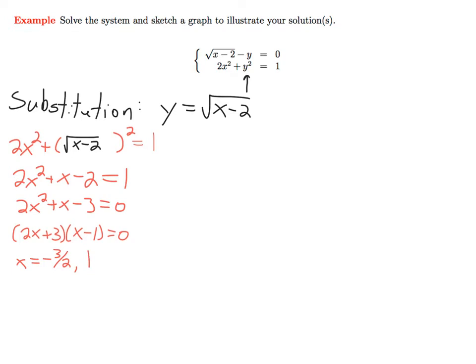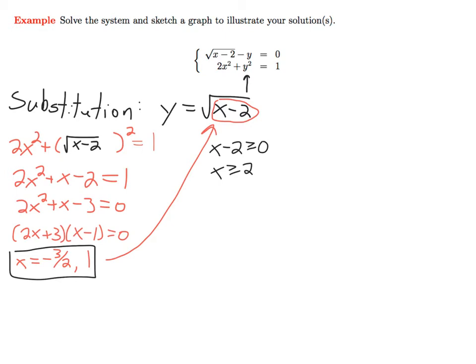And now we could take each of these solutions and try and figure out what the corresponding y value is by plugging them in to the relation we got from the first equation. But here, notice this is a square root, and we need to be careful with square roots in that we can't take the square root of a negative number. So what that means is that y is only going to be defined if x minus 2 is greater than or equal to 0, which means y is only going to be defined if x is greater than or equal to 2. And for both of these potential values, they're both less than 2. So at both of these values, minus 3 halves and 1 for x, y is undefined.